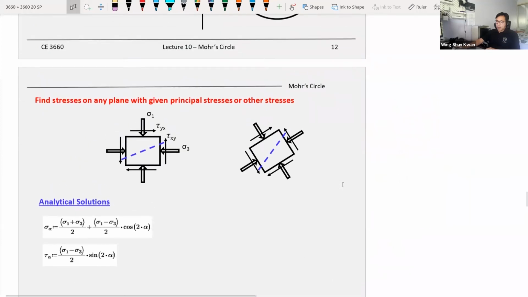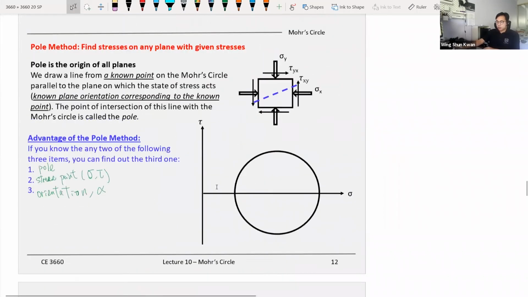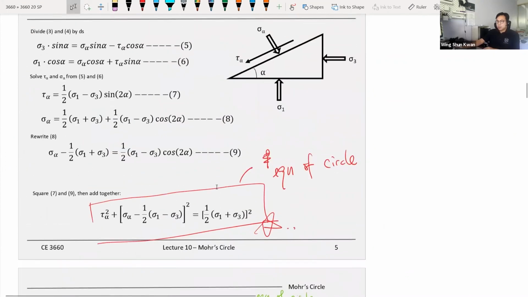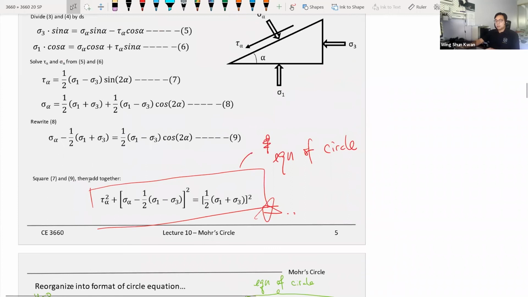So let's pick up the analytical solutions for finding the stresses on any plane that has a shear stress. When you are given sigma 1 and sigma 3, at the end of the day all these derivations go back to our very beginning, where we set up our soil element. Everything starts from a piece of soil element, which becomes a statics problem. If you solve for equilibrium in both vertical and horizontal directions from the free body diagram, you organize the formulas and obtain the equation of Mohr's Circle, which is in circle format.